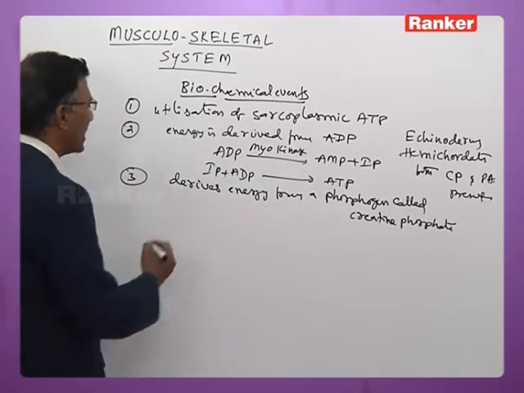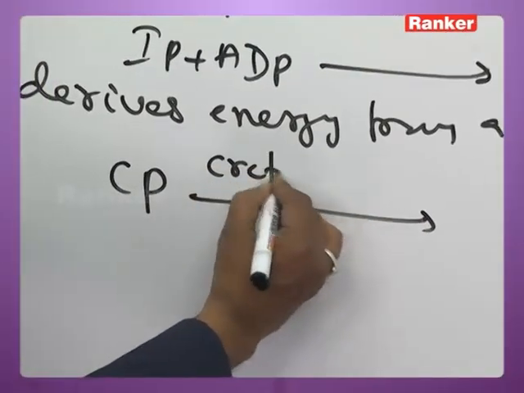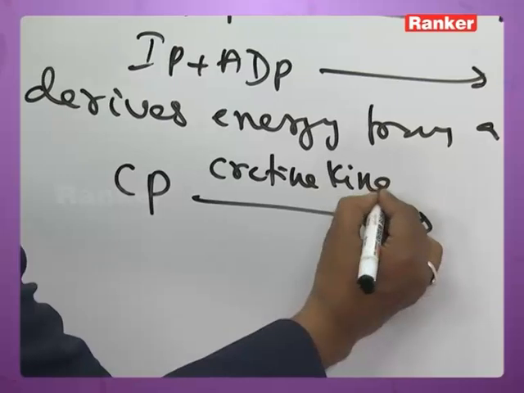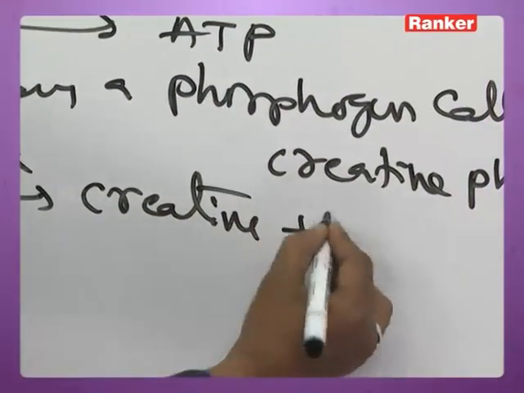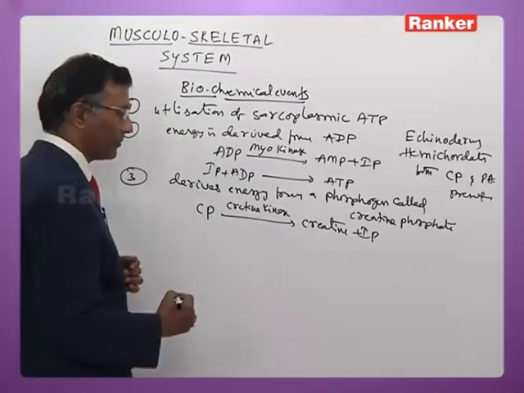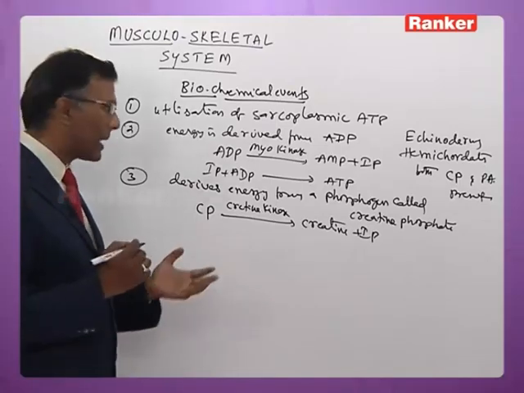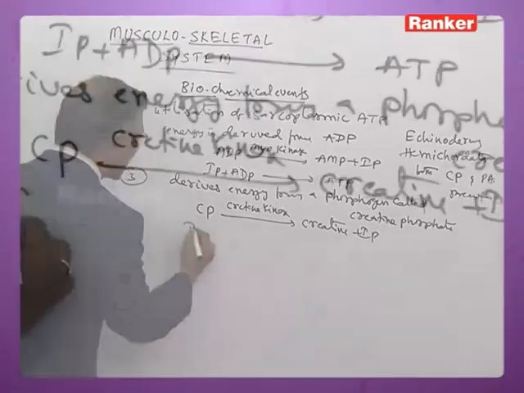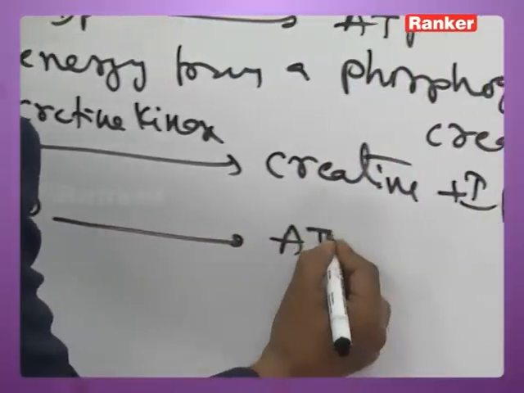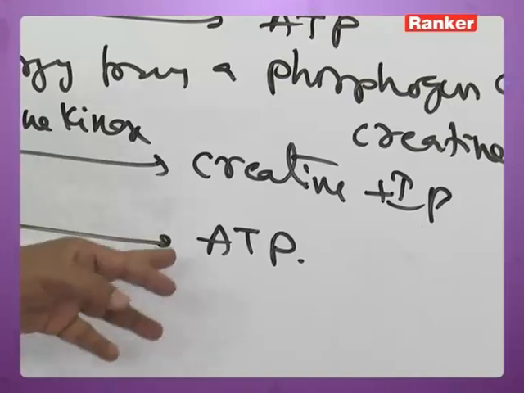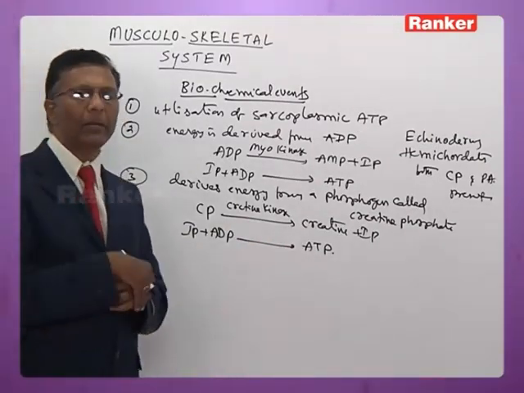How does creatine phosphate generate ATP? Look at this, students. Creatine phosphate, in the presence of an enzyme creatine kinase, splits into creatine plus inorganic phosphate. That inorganic phosphate combines with the ADP molecules to form ATP. Now this ATP sustains the contraction of the muscles for some more period of time, enabling the muscle to contract for a certain period.